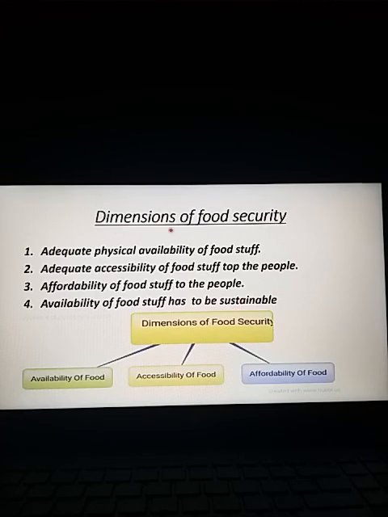And the three dimensions of food security have been clearly shown in the chart given below. Observe this chart. They may ask you this question as well: what are the three dimensions of food security? The easiest way to understand is to just remember this chart. Availability of food, accessibility of food, and affordability of food. So you need to focus on these three major terms.